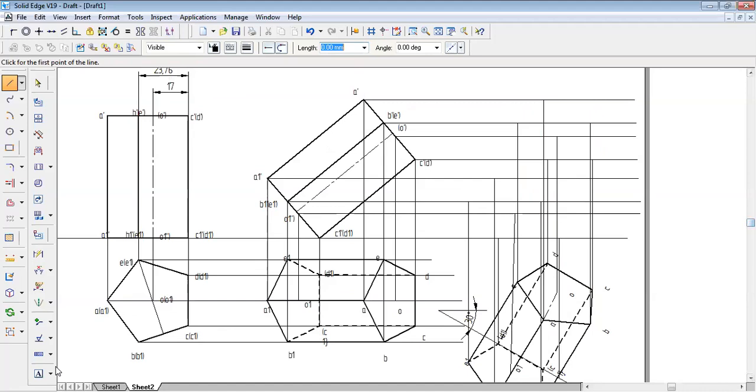Then I will mark everything here. That is A dash. This is B dash. This is C dash. This is D dash.